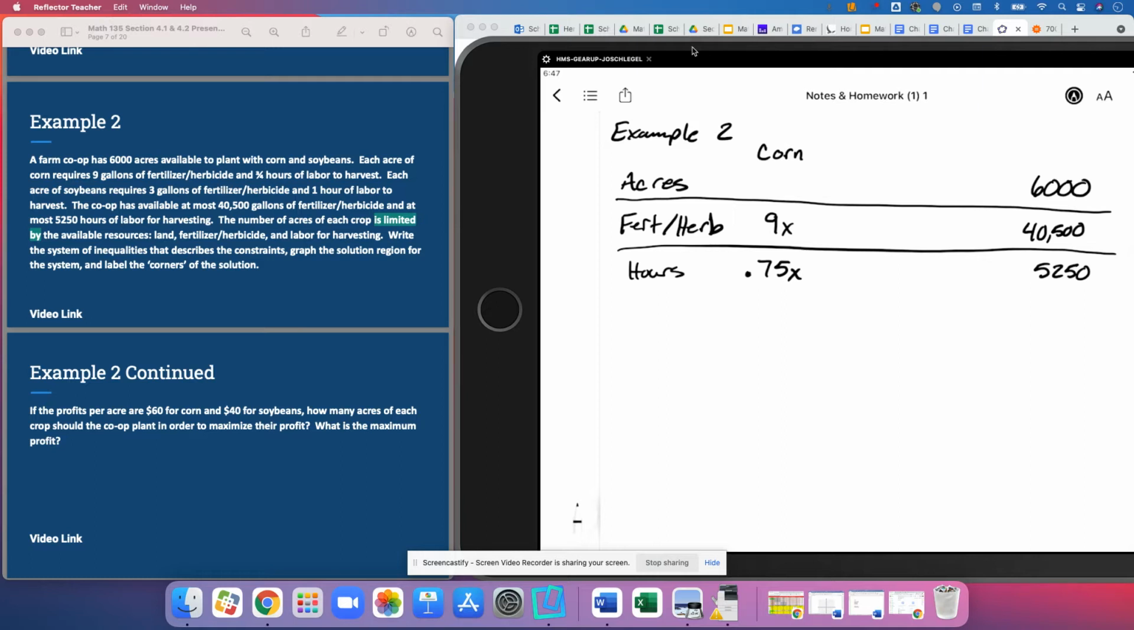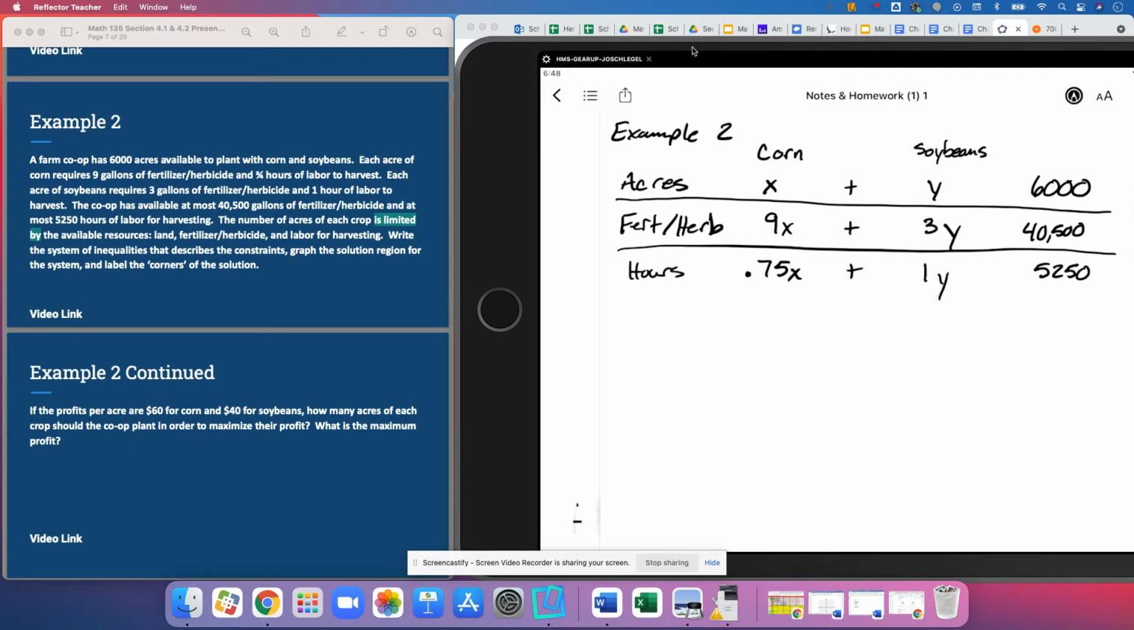And it says that for soybeans, we need 3 gallons of fertilizer and 1 hour of labor. So 3 gallons of fertilizer, soybeans will be our Y value, 1 hour of labor, and so soybeans goes here. Let's talk a little bit about acres because it's still blank. A farm co-op has 6,000 acres available. Since there's no more information there, we can assume it is just like what we did previously, where some of the money plus some of the money is equal to all the money. So we can put X plus Y there. What we're really saying is we don't know how many acres of corn and how many acres of soybeans. We just know that there are 6,000 acres available and that's going to be distributed somehow.